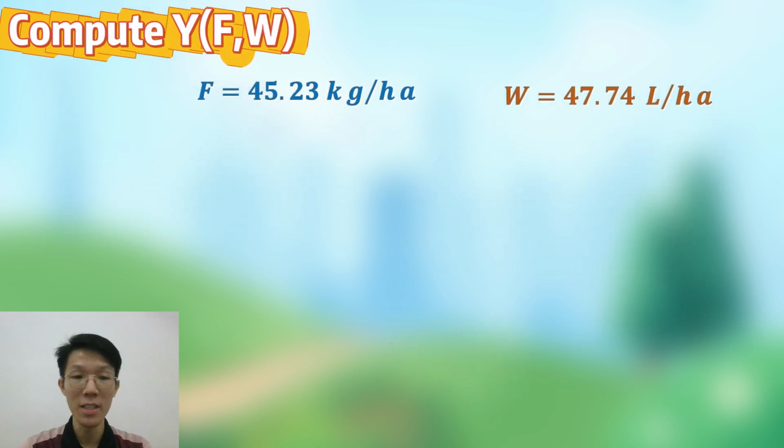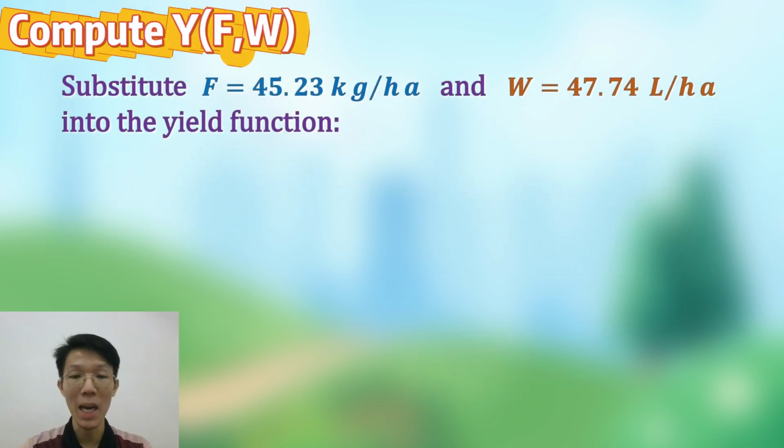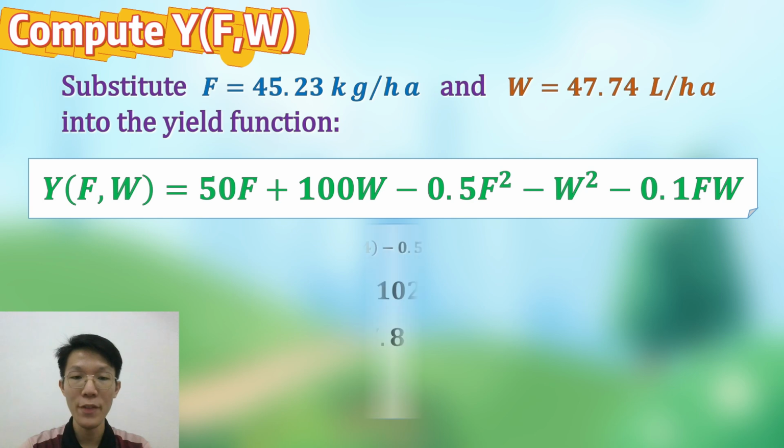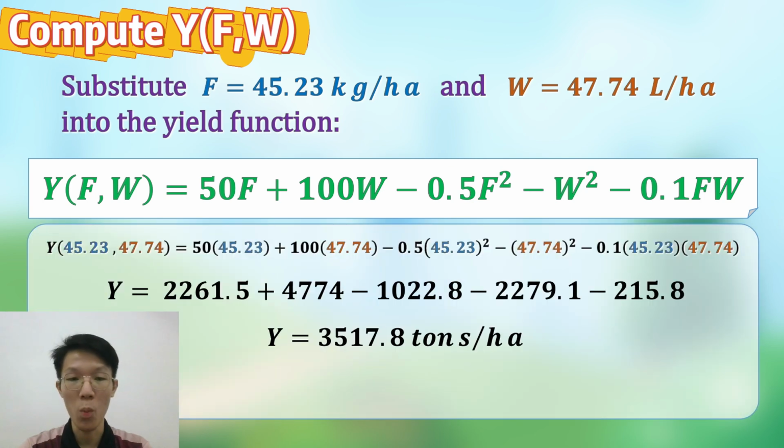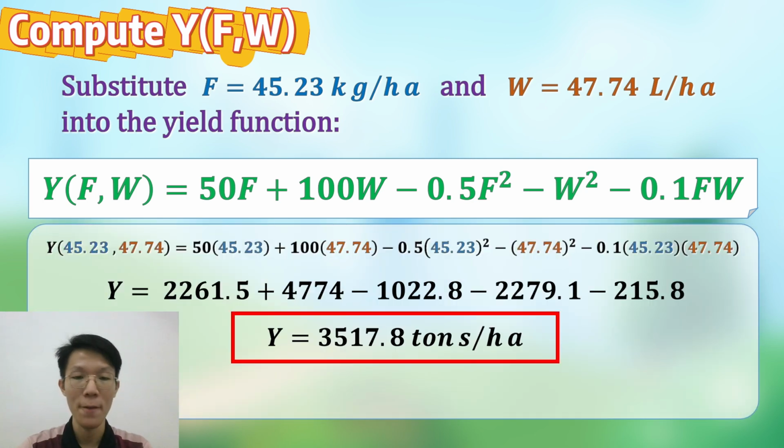Now, compute the yield. Substitute F and W into the yield function. After all the calculation, we will get Y is equal to 3,517.8 tons per hectare. Up to here, actually, it's done.